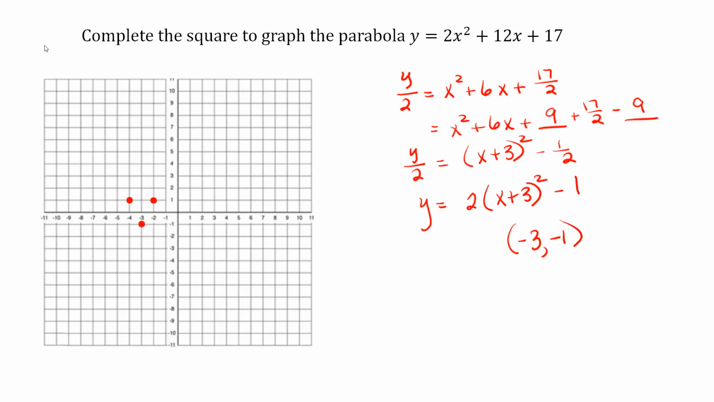So if we put that vertex there, (-3, -1), and then we can pick a few more points and just try them out, like put in -2 for x, and you will get 2 times 1 squared, which is 2, minus 1 is 1. So you can just plug in a few more points to get a better idea of what this is going to look like. And you've got your axis of symmetry right there through the vertex. And so it's going to look the same on both sides of that. And you can see that it is more narrow than the basic parabola.